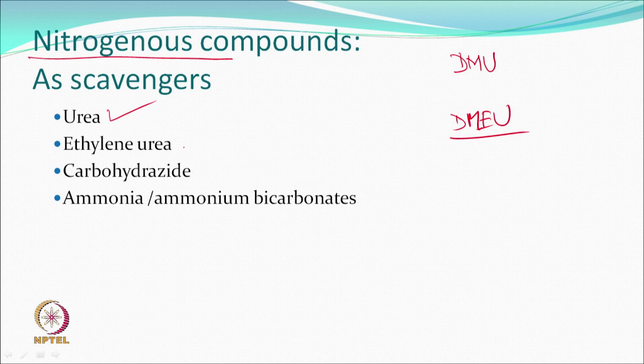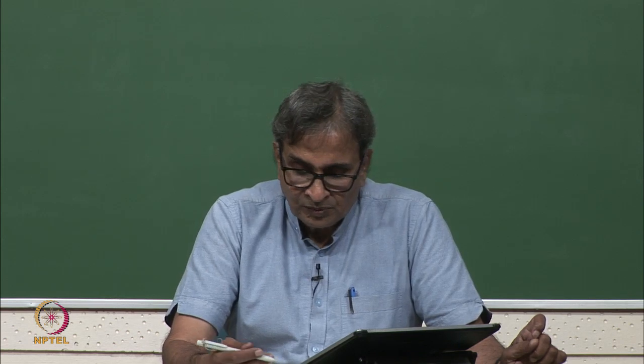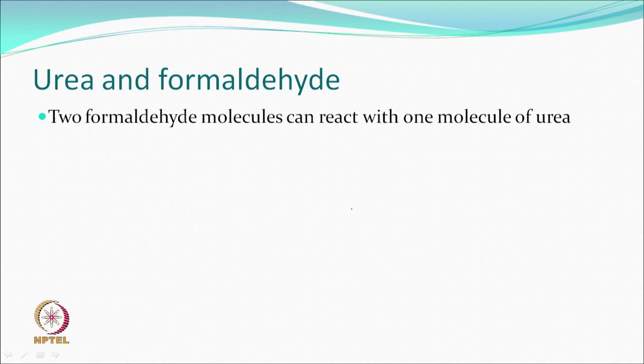And of course, other than that, there are other compounds which have been suggested, which is one of the interesting compounds, the carbohydrazide, which is relatively more reactive and therefore, it can bind effectively, quickly, anything which is free formaldehyde and so on and so forth. And of course, ammonia or carbonates, bicarbonates of ammonia can also be used as scavengers. Okay. Let us look at these one by one. Urea and formaldehyde. So, let us see how was that possible.